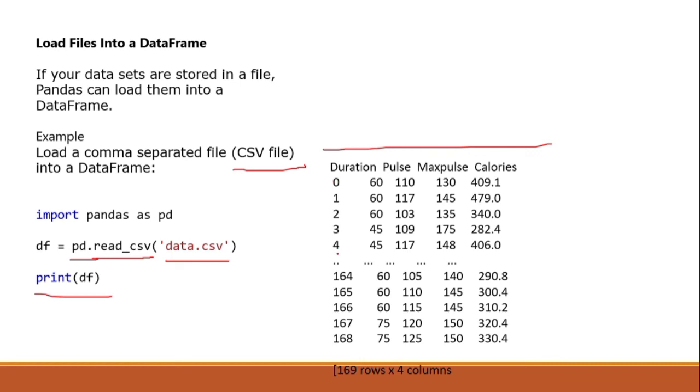So 0, 1, 2, 3, 4 will be your index, then duration will be this, pulse will be this, maximum pulse will be this, calories will be this, and so on. Okay, so this is how you can load CSV files and convert them into a data frame. So pandas we will do only this much.